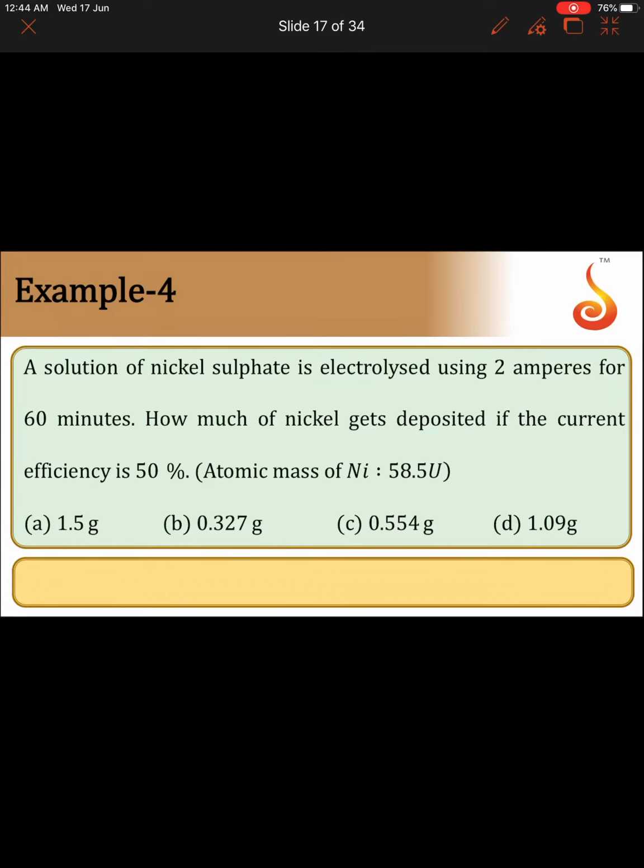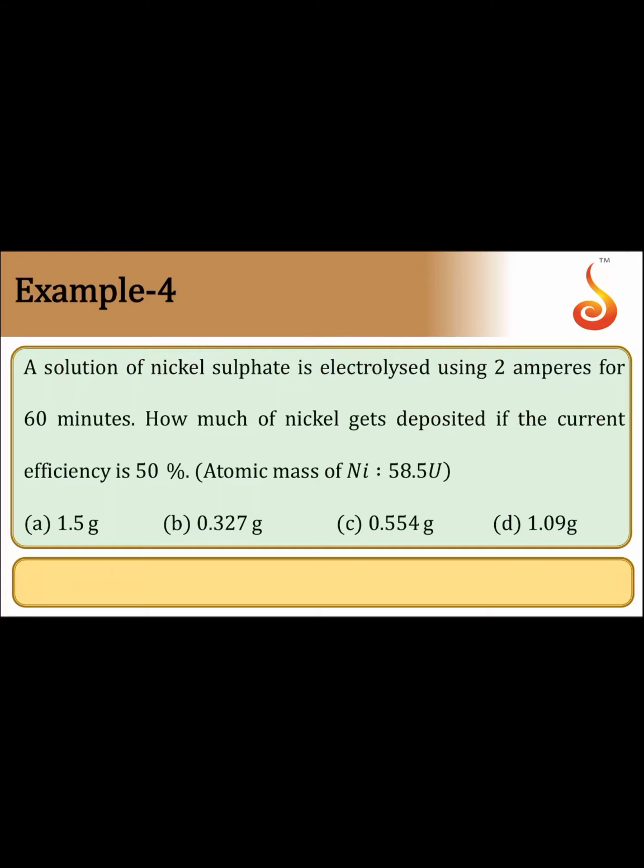A solution of nickel sulfate is electrolyzed using 2 amperes for 60 minutes. How much nickel gets deposited if the current efficiency is 50%? Atomic weight of the nickel is 58.5.